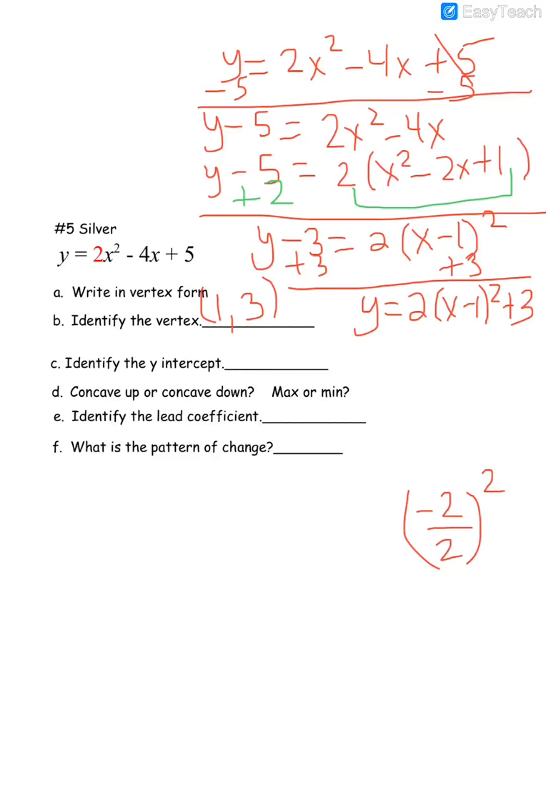Again, opposite x, same y, or inside lies, outside tells the truth. Who's the y-intercept? From vertex form, I really can't find the y-intercept, but they did give me standard form, so this is my y-intercept here, which is 0, 5. Concave up or concave down? The lead coefficient is a positive 2, so it's concave up. Max or min, it's a min. Who's the lead coefficient? Positive 2. What is the pattern of change? It's going to be 2, 6, 10, 14 from the vertex.